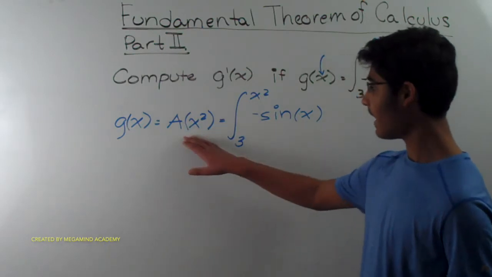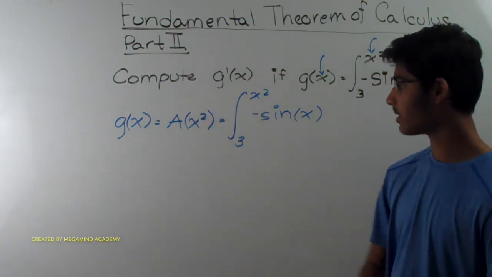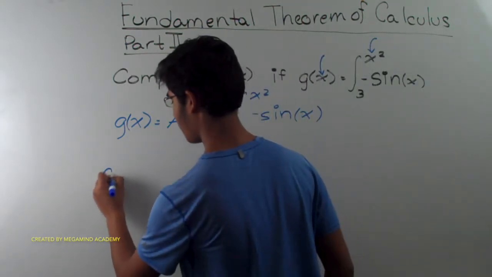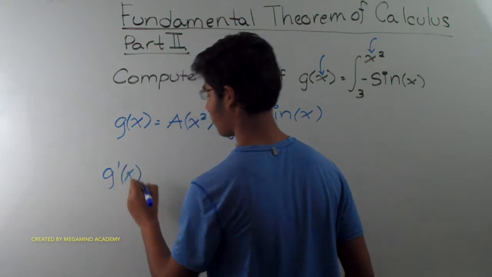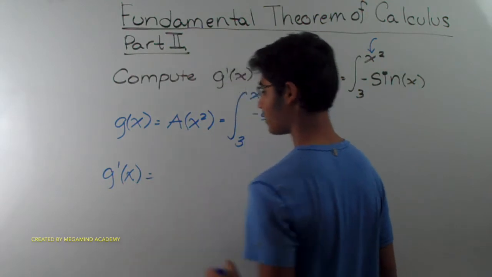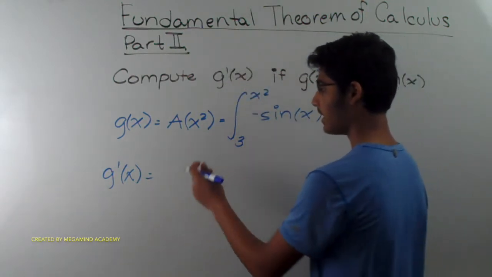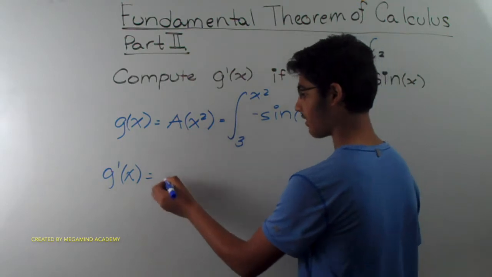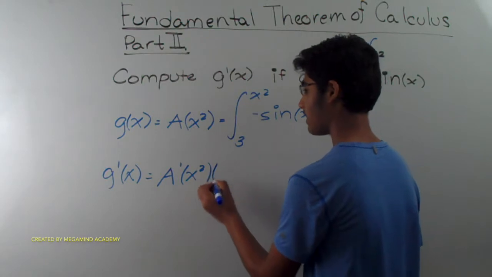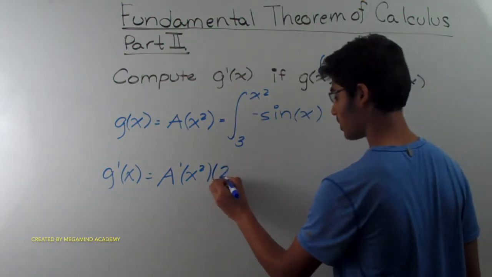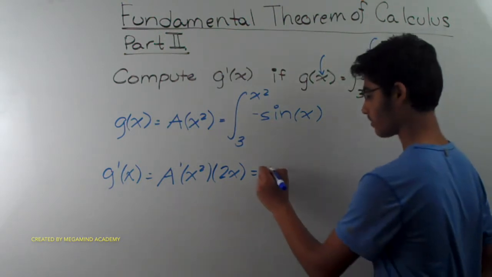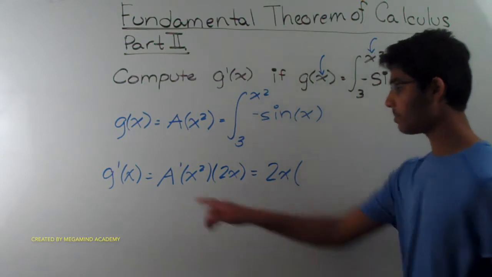Well, now, if we want to compute g prime of x, we can compute the derivatives of all of these. So now we have to compute the derivative of a of x squared. The derivative of that would be using the chain rule: the derivative of the outside function, a prime of x squared, times the derivative of the inside function, which is 2x. So this would be equal to 2x times a prime of x squared.